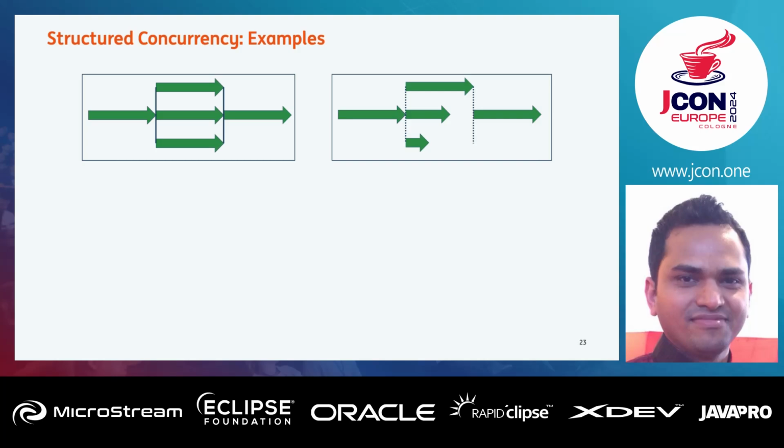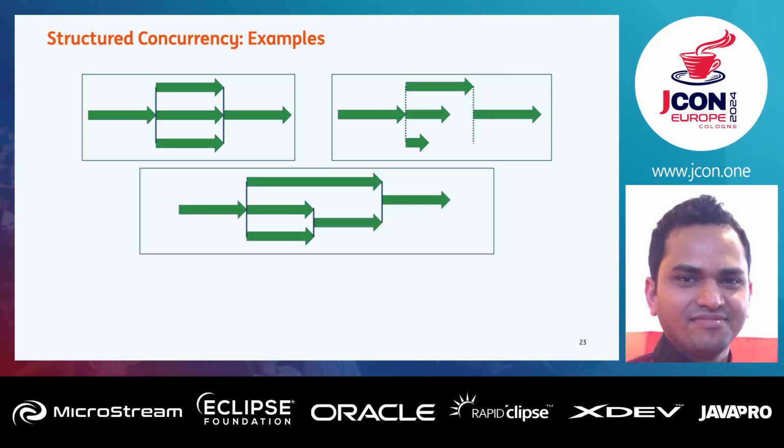Again, here you have a main task, which is starting 3 subtasks, and then you don't wait for all of them to be finished. When one of them is finished, you continue with the main task. Again, you can use structured concurrency here. And a bit more complicated example.